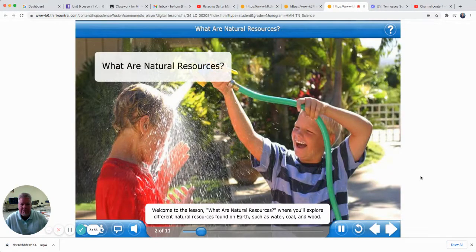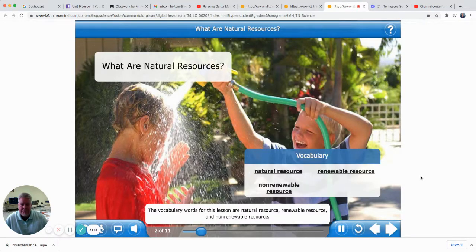Welcome to the lesson, What are Natural Resources?, where you'll explore different natural resources found on Earth such as water, coal, and wood. You'll also find out why natural resources are so important to us. The vocabulary words for this lesson are natural resource, renewable resource, and non-renewable resource. Click each word to learn more about it.